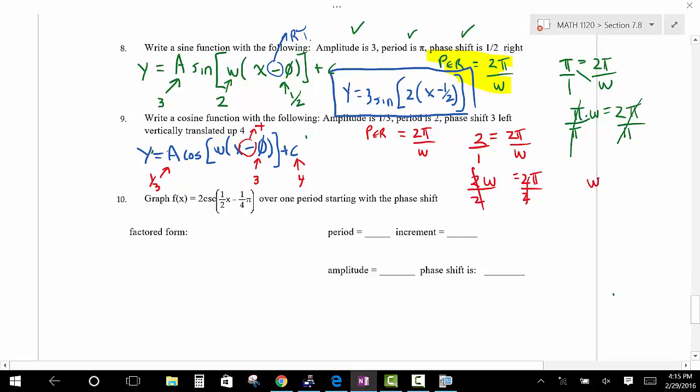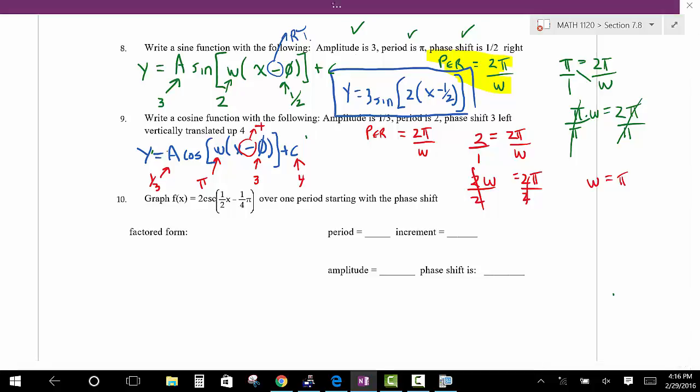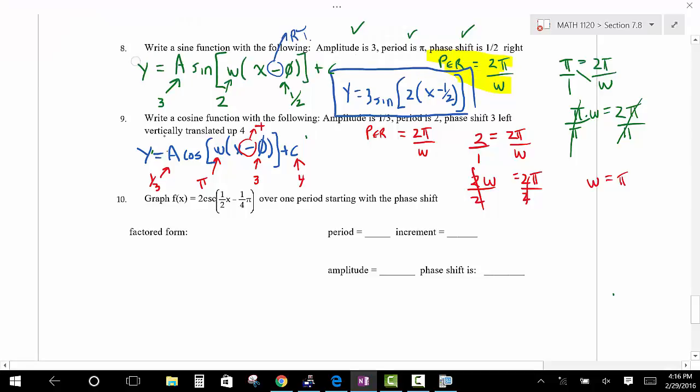Going to have that. You're going to have omega equals pi, which is okay. You've got to solve that equation to find what omega is. So what's going to go there is pi. That's the hardest part of the problem, solving that equation. Now the rest of it is just a matter of plugging everything in, then you've got a valid answer to the problem.